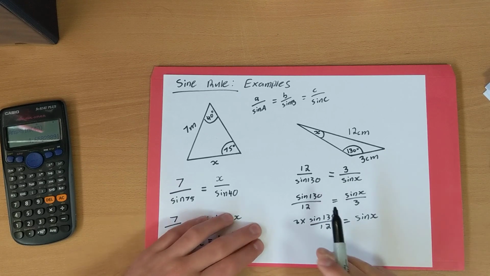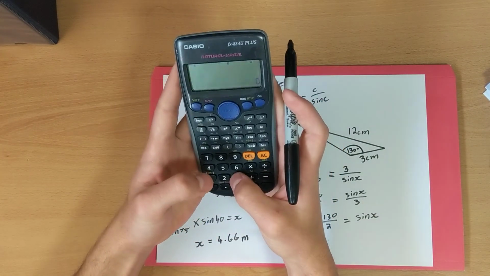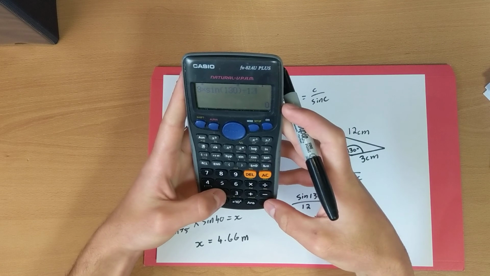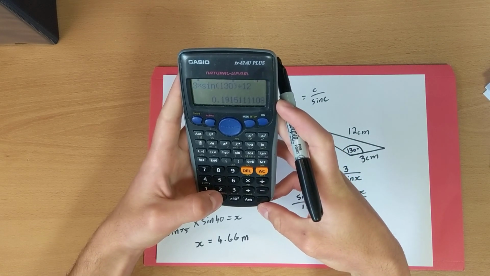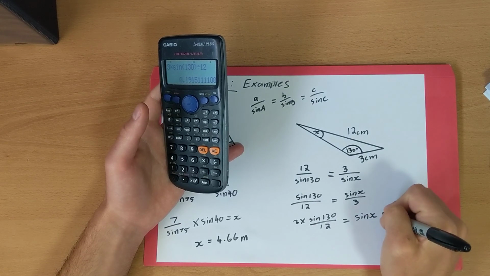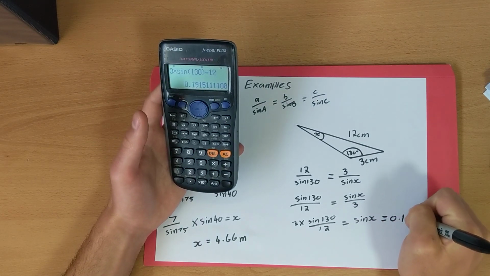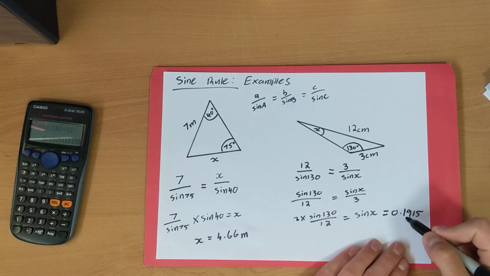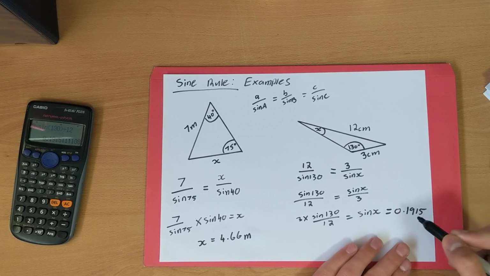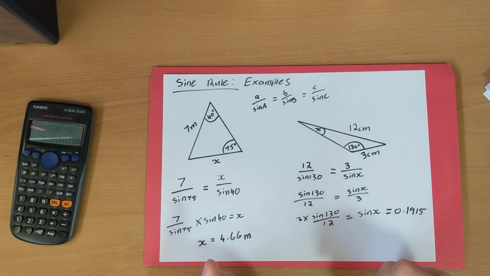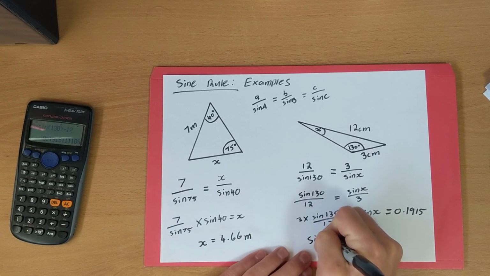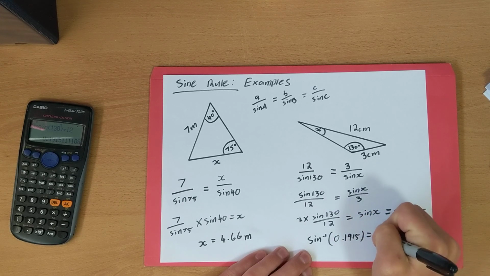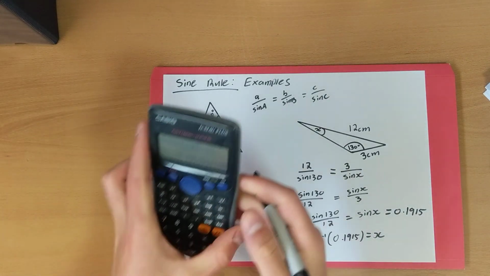So I'm going to work out what this other stuff actually equals. So I've got 3 times sine 130 divided by 12. And that gives me 0.1915. So sine of x equals 0.1915. Now, I'm looking for an angle. I have this number, sine of x equals this, and I'm looking for my angle, which means I need to use inverse sine. So inverse sine of 0.1915 equals x, which again I can just put into my calculator.